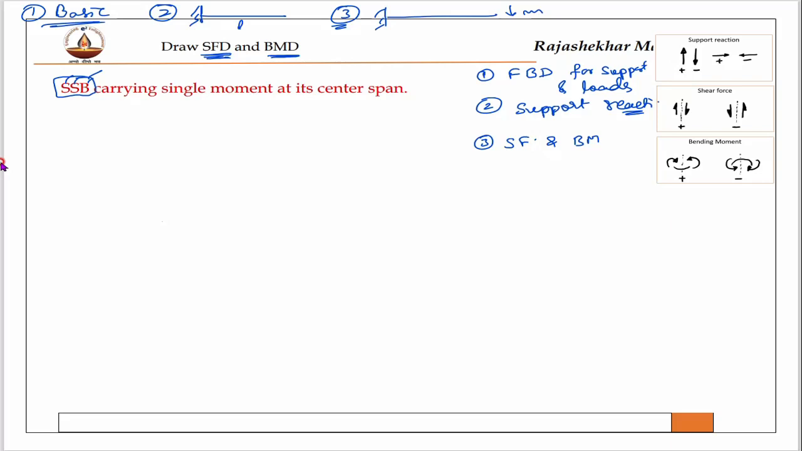But you already know that while discussing the cantilever beam, we ignored the first two steps. Why? Because that was already explained in the previous videos. Now we are discussing the simply supported beam. Therefore, we cannot ignore the first and second. We have to consider this and this. Then we have to proceed. Therefore, always remember the first step is the free body diagram and the second step is support reactions. After that only we can go for shear force and bending moment.